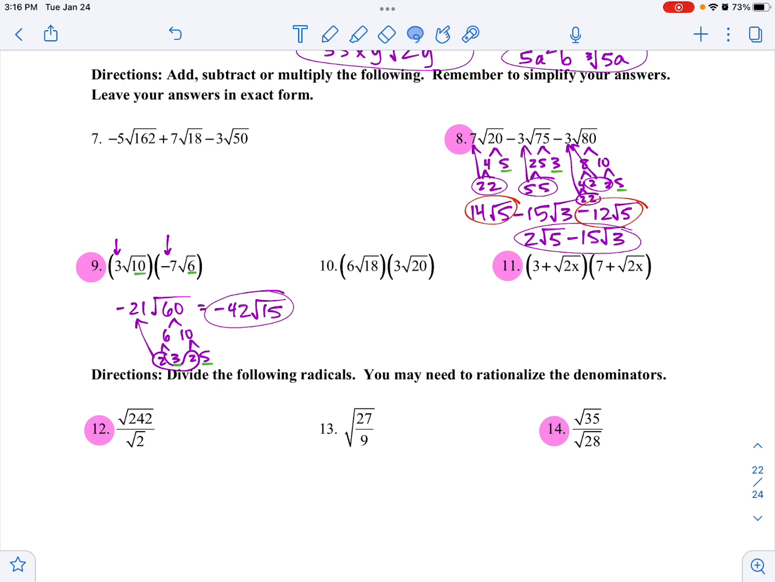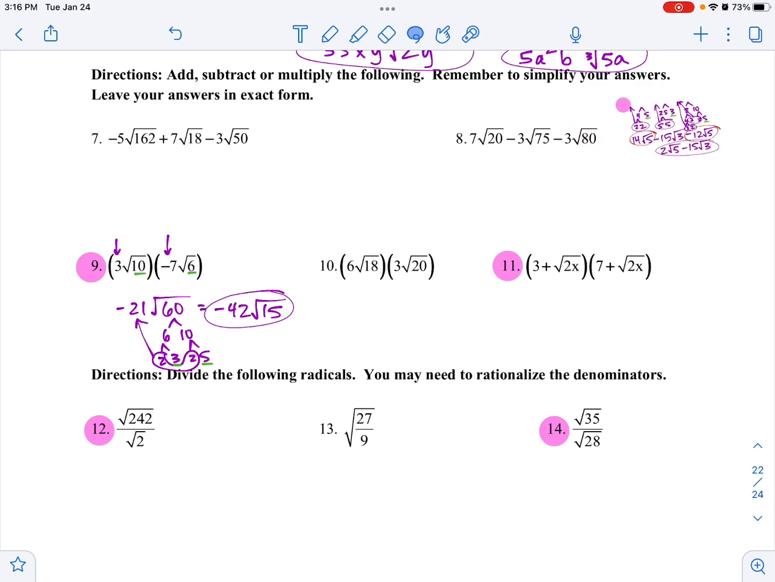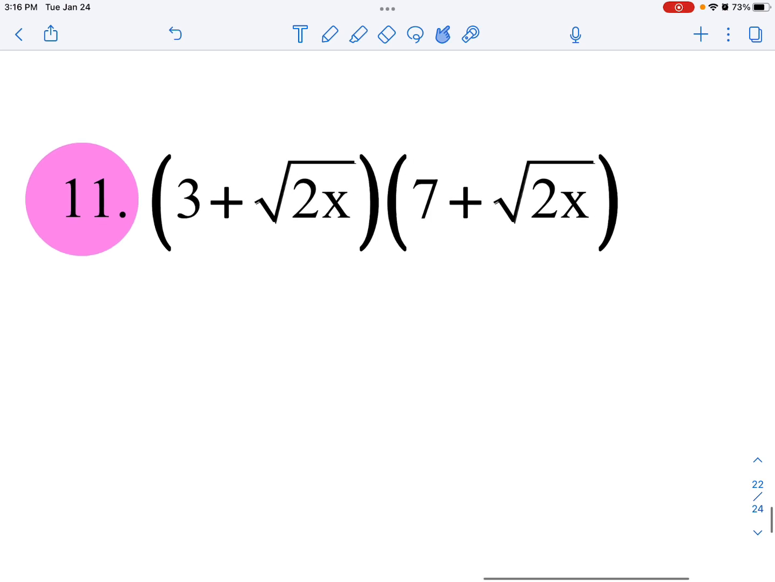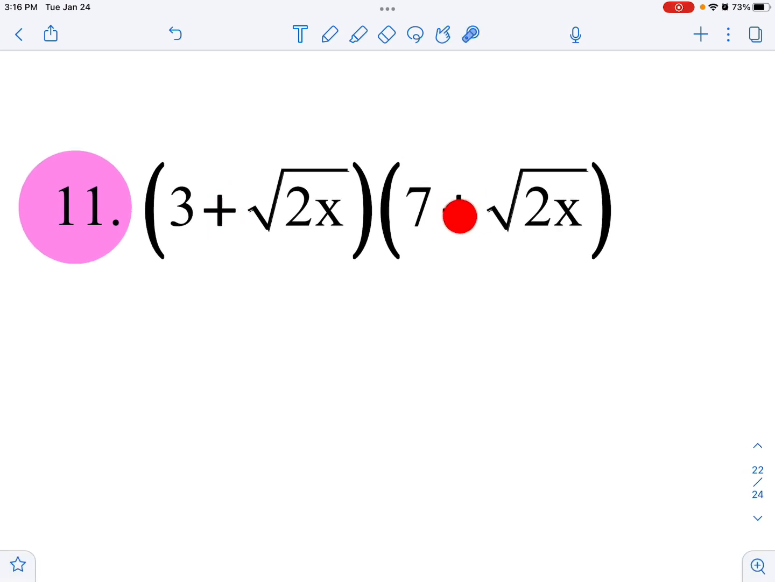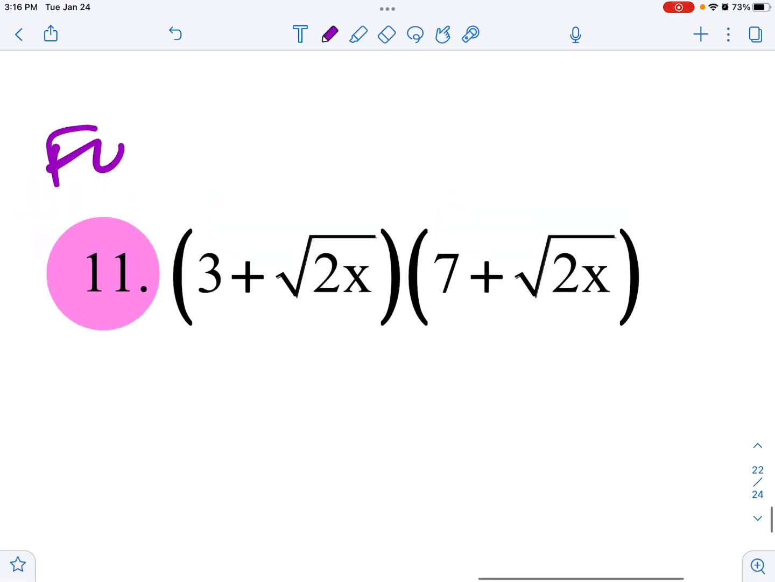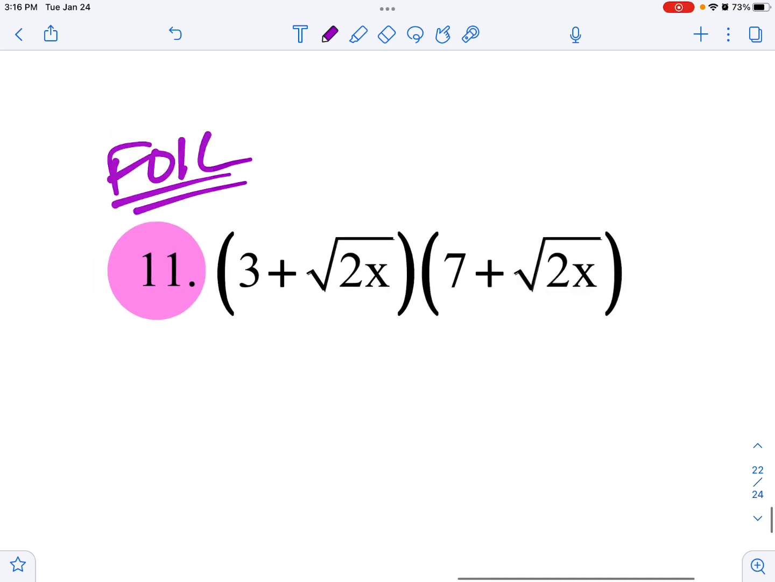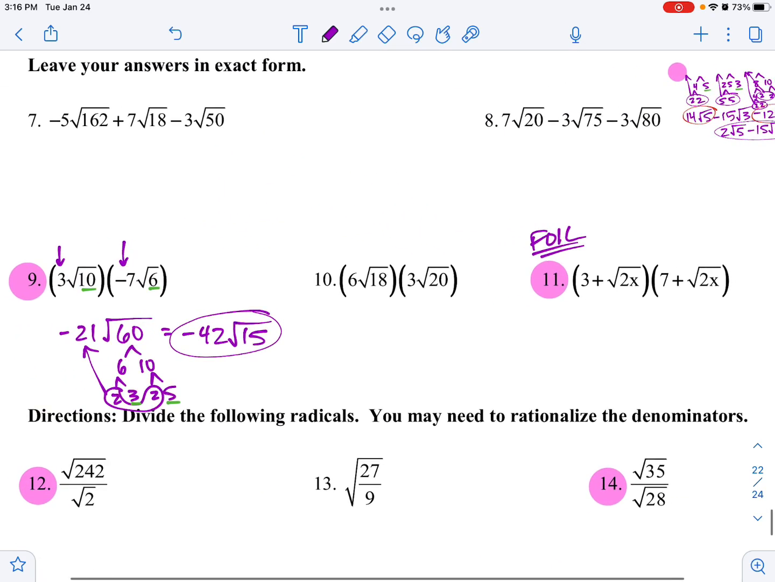Oh boy, number 11 is one of the FOIL ones. How do I know that? I'm going to shrink this so I have more room. How do I know that? Because of the plus signs. This is a plus sign and this is a plus sign. This means FOIL. Okay, so when you're foiling, how do I know that this is a FOIL one and this one's not?